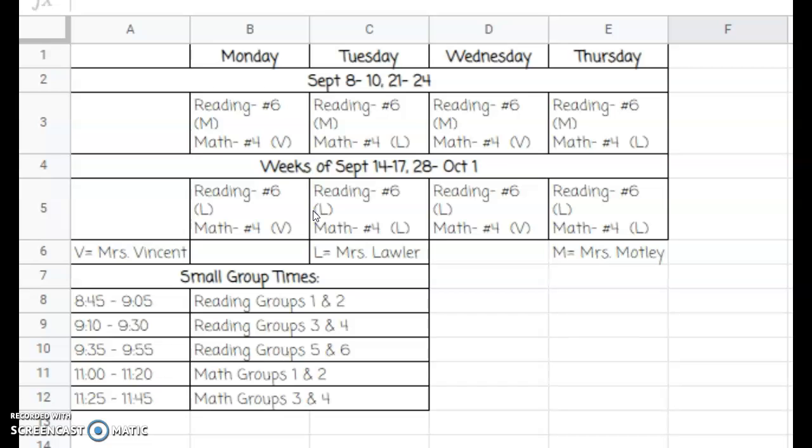Let me run through this one more time for you. Our first day of school is Tuesday. So this student is in reading group 6. So on the first day of school at 9:35, I need them to log in with Miss Motley. On the first day of school, I notice that they are in math group 4. So at 11:25, I need this student to log in with me.